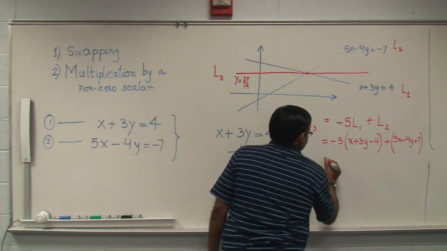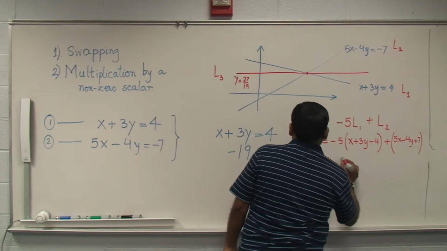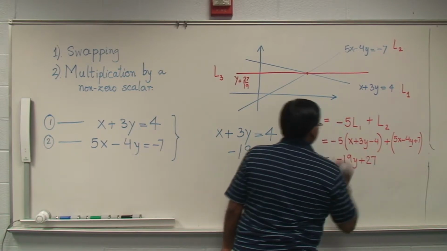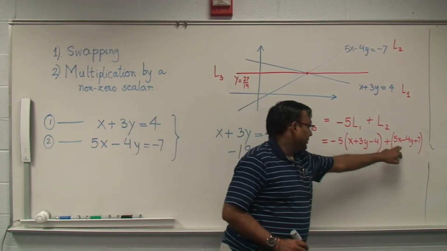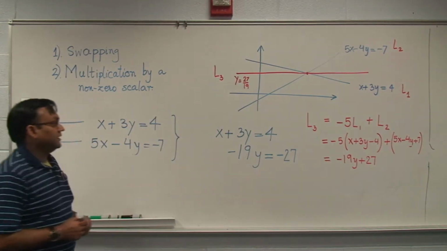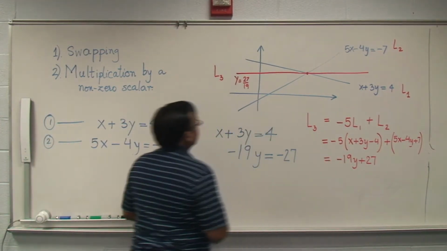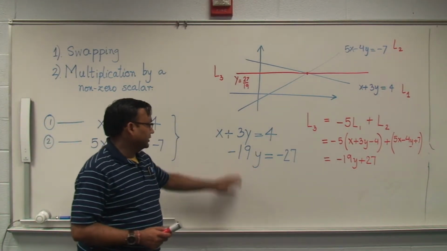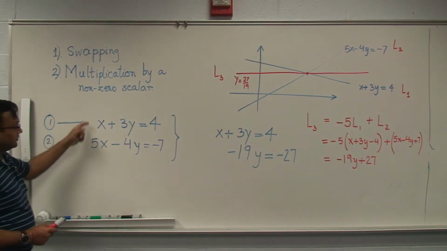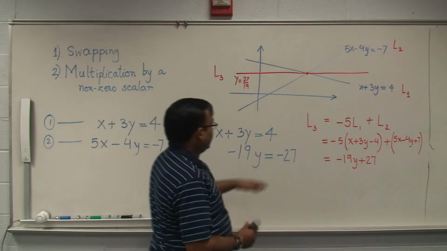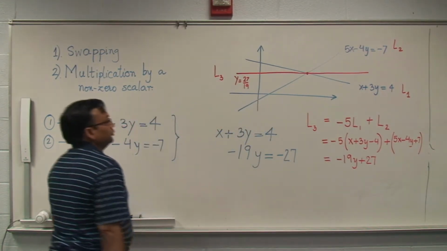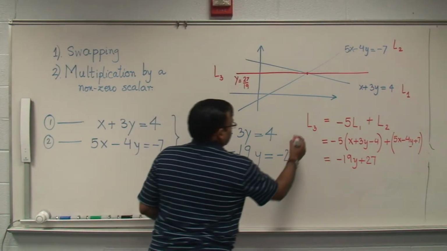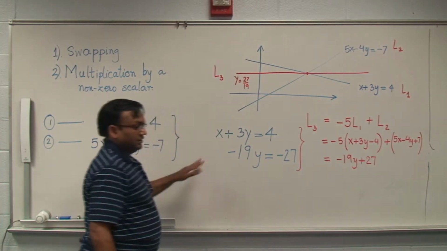So if I solve this completely, what am I going to get? I'm going to get minus 19y plus 27. So whenever these two expressions become 0, this expression will also become 0. That means any point which lies on both L1 and L2 will also lie on L3. And that is the reason why the intersection points of these two will be the same as the intersection point of these two lines, because each of these lines is a linear combination of the other two. And that is the reason why we were okay by just considering this system of equations.